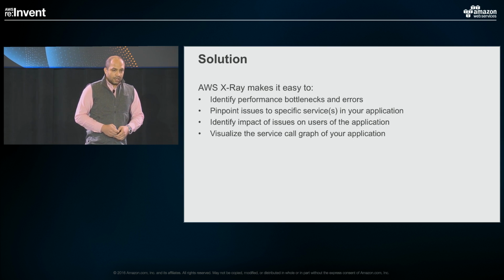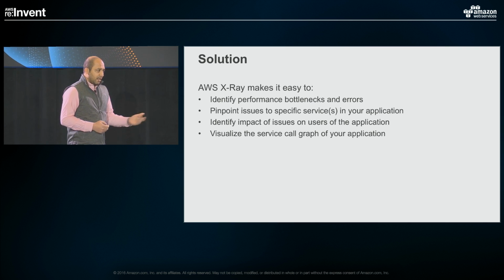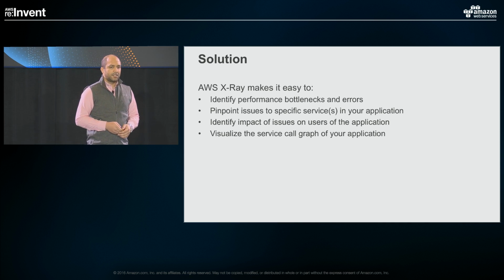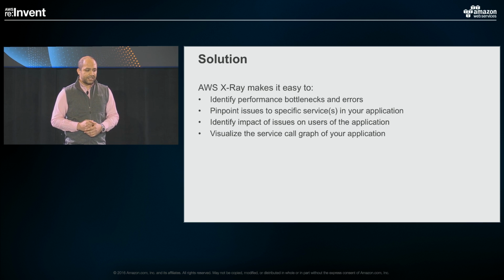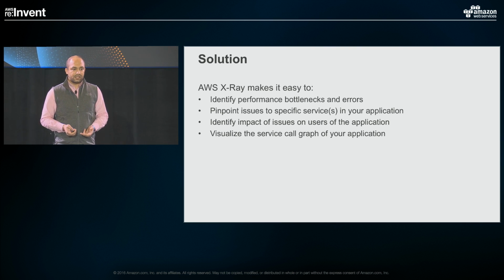So what's the solution to some of these problems? AWS X-Ray makes it easy to identify performance bottlenecks and errors. And we'll see later in the presentation how X-Ray makes that easy. It makes it easy to pinpoint specific issues, so you know exactly which service in your application is causing these issues, where those issues are in the code.